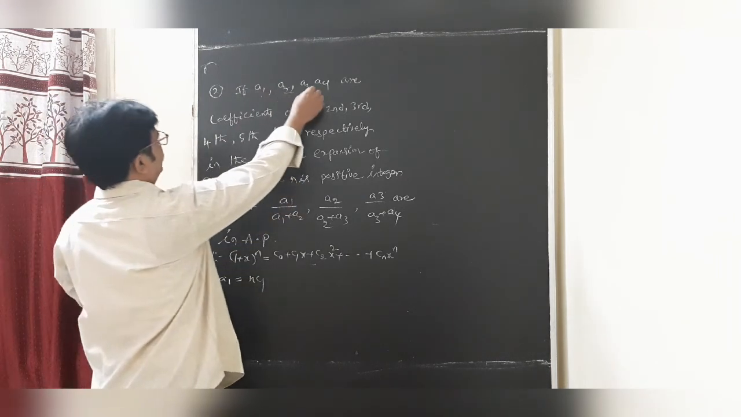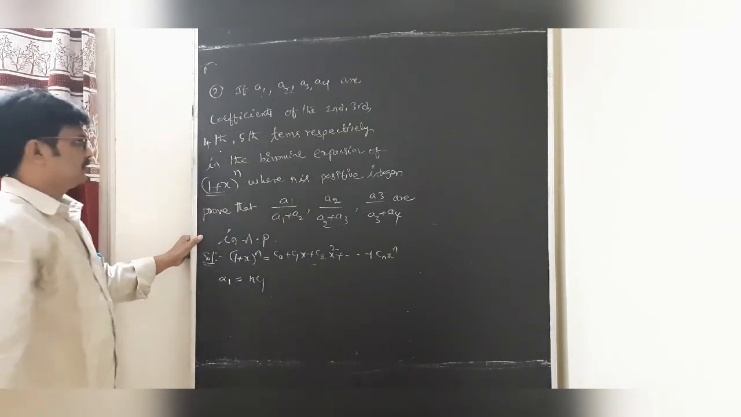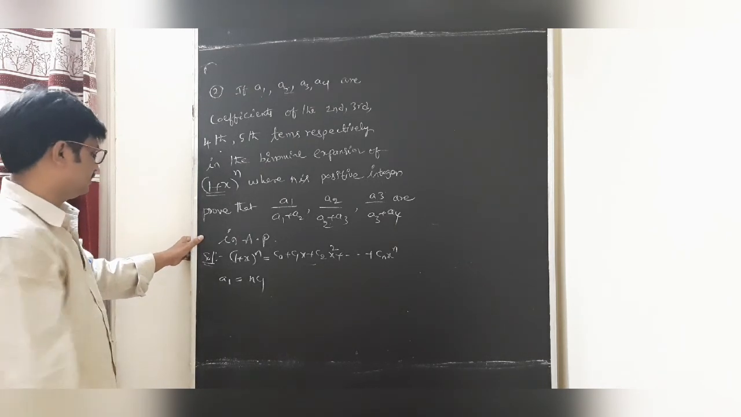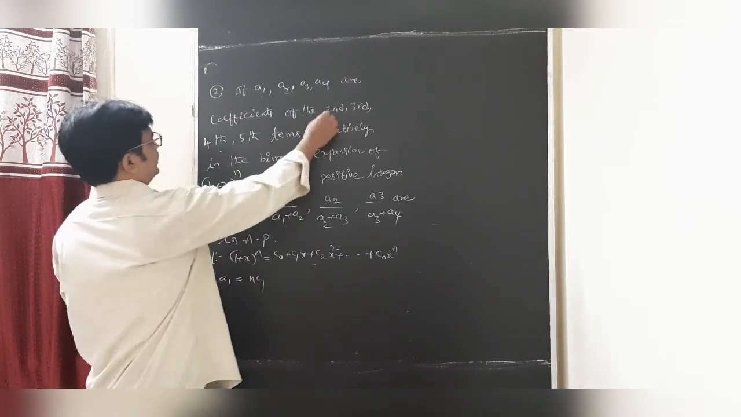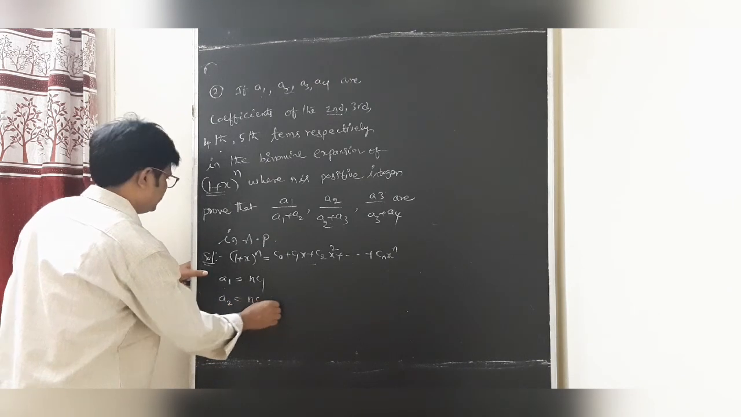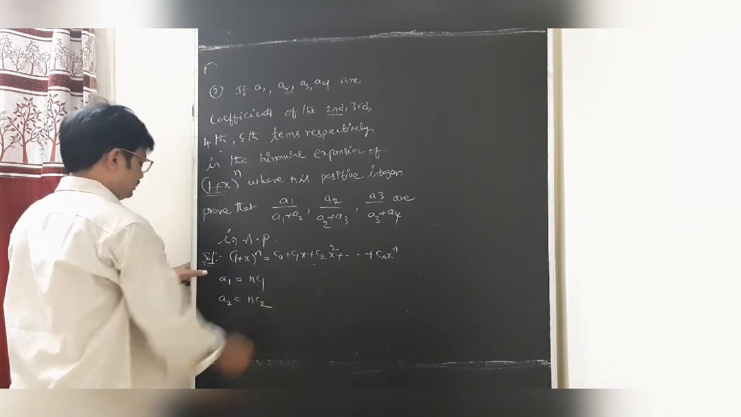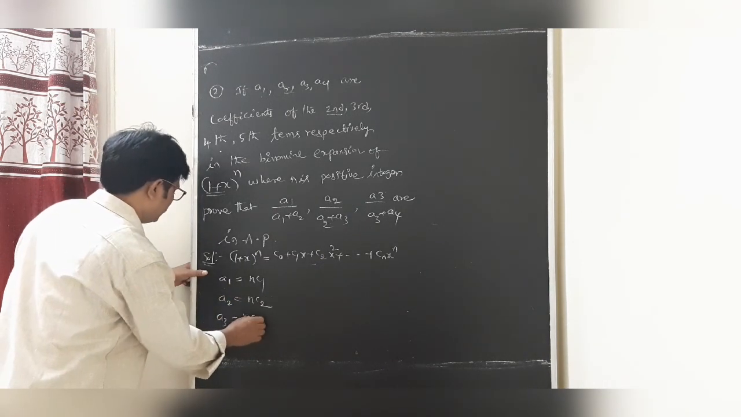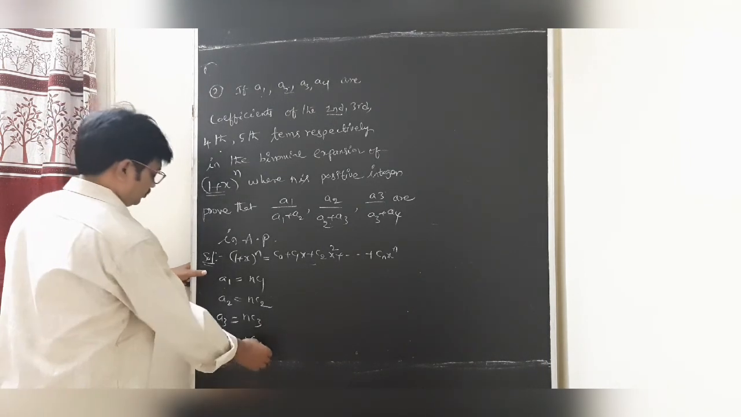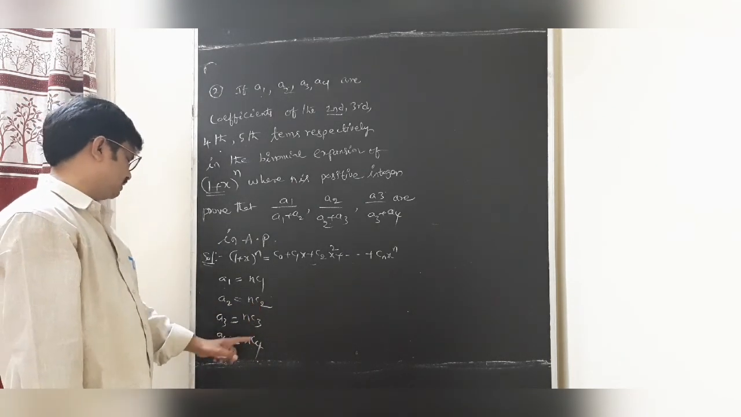So A1, A2, A3, A4 are the coefficients of the second, third, fourth, fifth terms respectively in the binomial expansion, where n is a positive integer. My dear students, A1 is the second term, that is C1. After that A2 is the third term, that is NC2. C0 means NC0, C1 is NC1, C2 is NC2. After that A3 is NC3. Similarly A4 is NC4, the fifth term. So NC1, NC2, NC3, NC4.